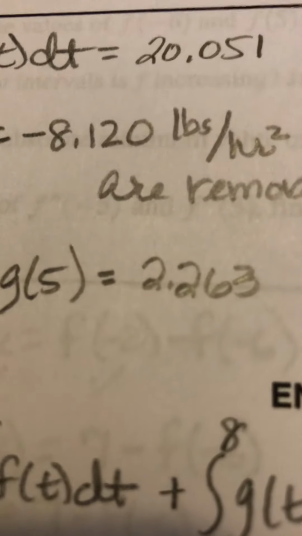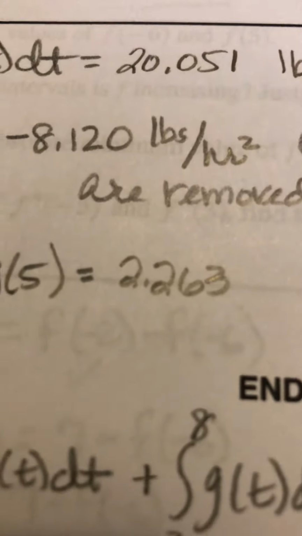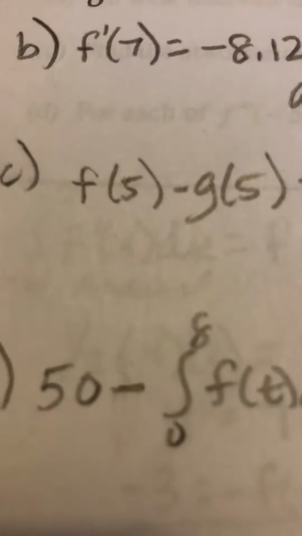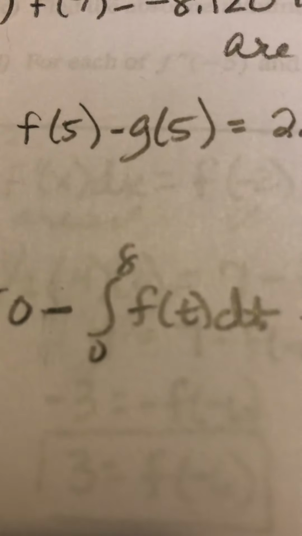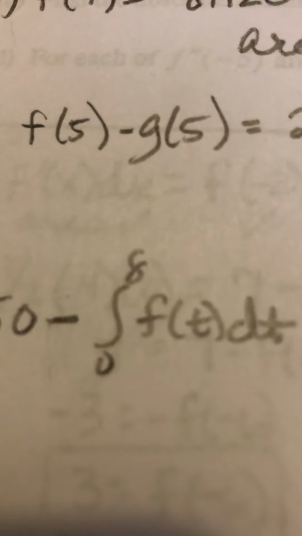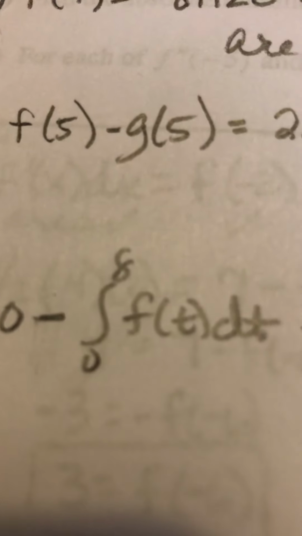On part D, how many pounds of bananas are on the display table at time t equals 8? Well, we start off with 50 pounds of bananas, and then we subtract how many bananas are removed, and the bananas are removed the whole time from 0 hours to 8 hours, so minus the integral from 0 to 8 of f of t dt.